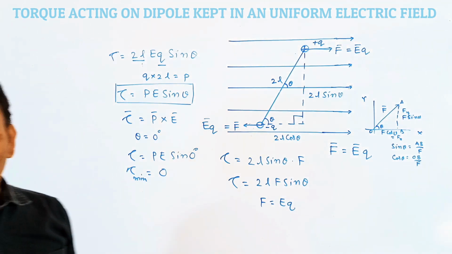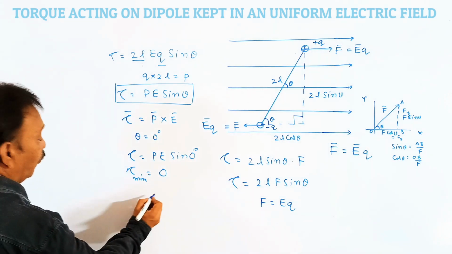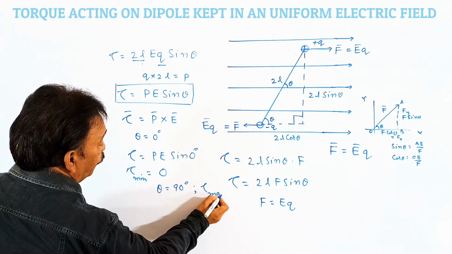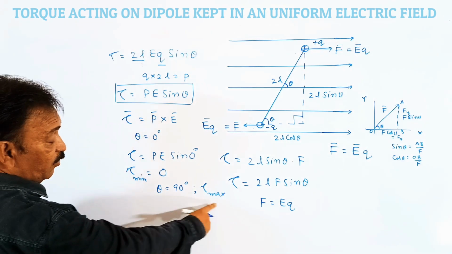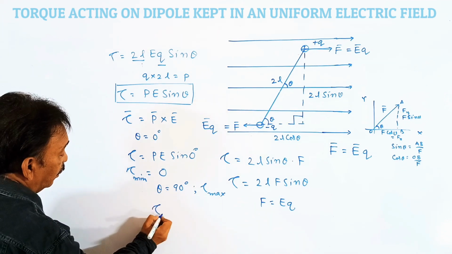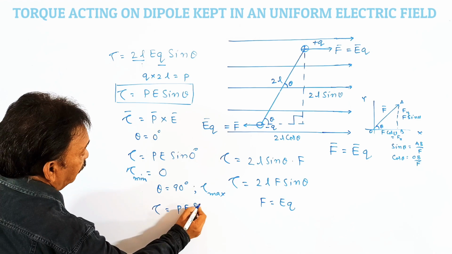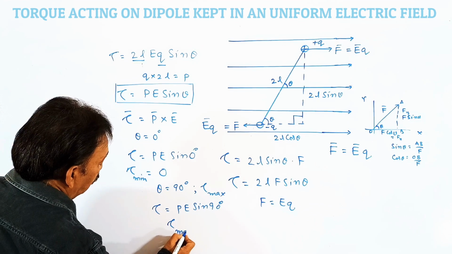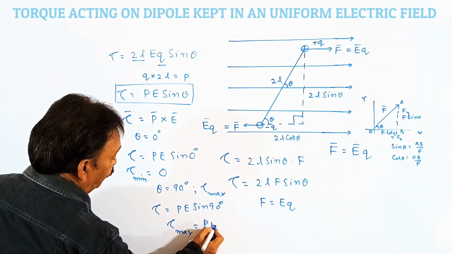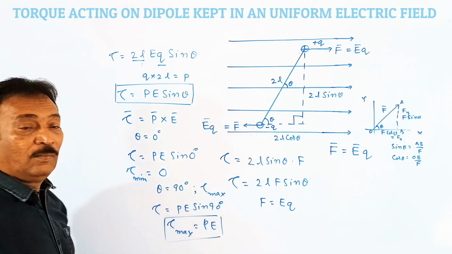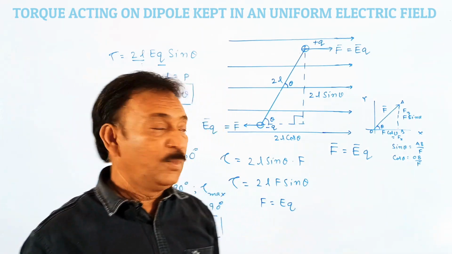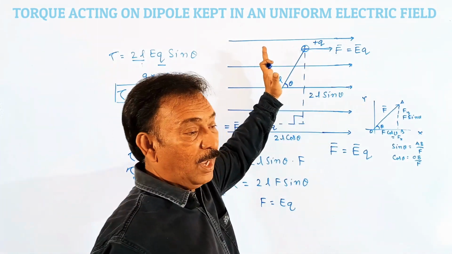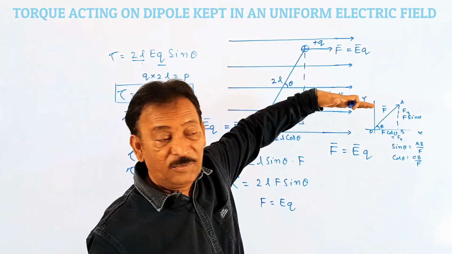And then we will find the maximum torque. Obviously, when theta is equal to 90 degrees, torque is maximum. Then you can write torque is equal to PE into sine 90. Sine 90 is equal to 1. And maximum torque, tau max, is equal to PE. The dipole experiences maximum torque when it is perpendicular to the electric field, like this, and minimum when it is along the direction of the electric field.